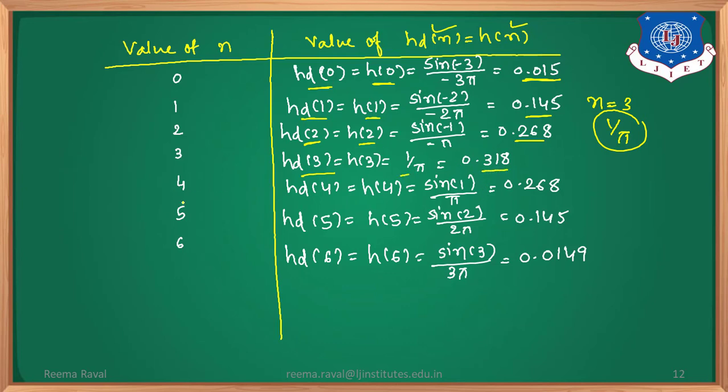Same way, for n equals 4, we will take hd of 4 equals h of 4. That will become sine(1) by pi, the value will be 0.268. Same way, we are going to calculate the values hd of 5 and hd of 6. We will obtain 0.145 and 0.0149. Now you can observe one thing, that the values above and below the middle value are similar. So you can notice this.